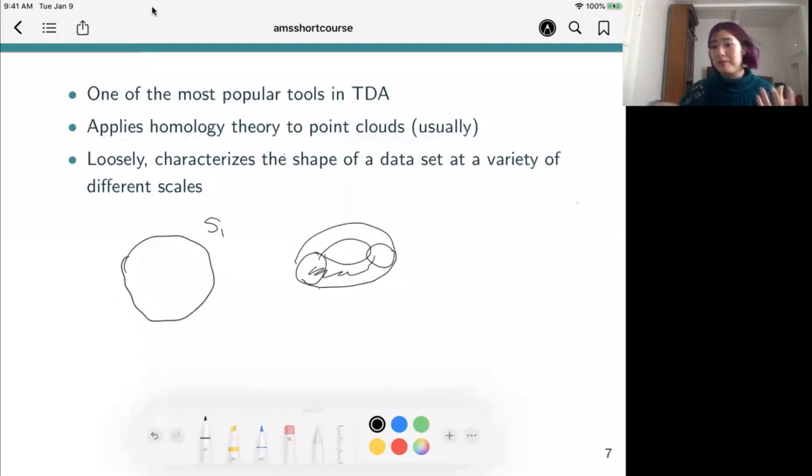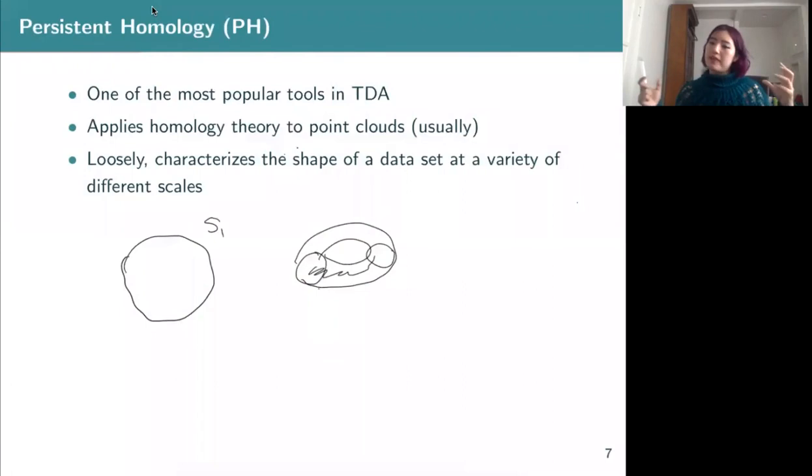So loosely, what persistent homology does that's a little bit different than other homology theories is that instead of just doing this for a space, we actually want to look at a data set from a variety of different scales. And we want to look at the holes in the space as we change that scale. So I'll draw some pictures, which will hopefully make that a little bit more clear soon.